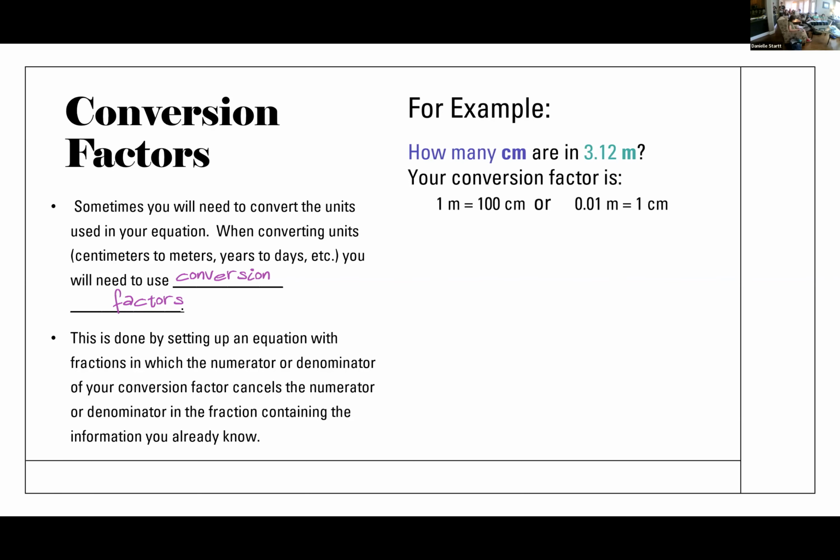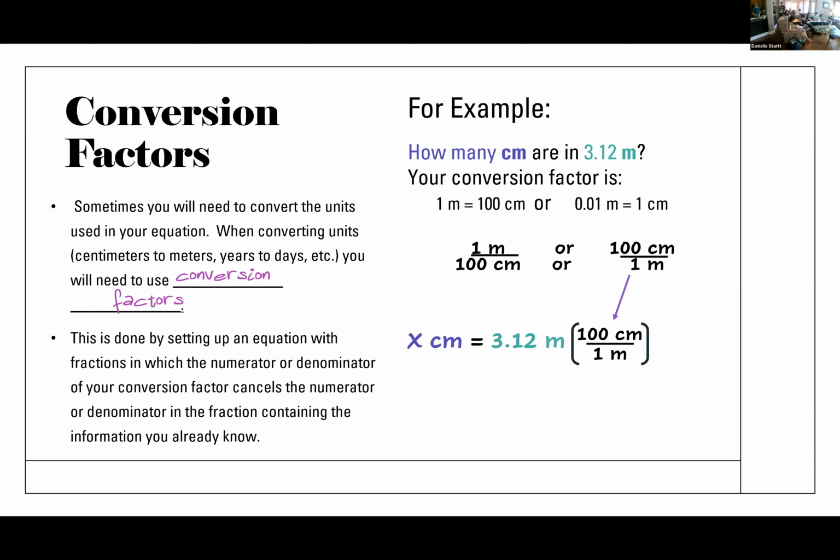So here's what I mean. In this case, your conversion factor is going to be 1 meter is 100 centimeters, or 0.01 meter is 1 centimeter. And what are we trying to find? We're trying to find centimeters. So what we're going to do is set it up as X centimeters. We don't know how many centimeters, right? Question mark. X is 3.12 meters.